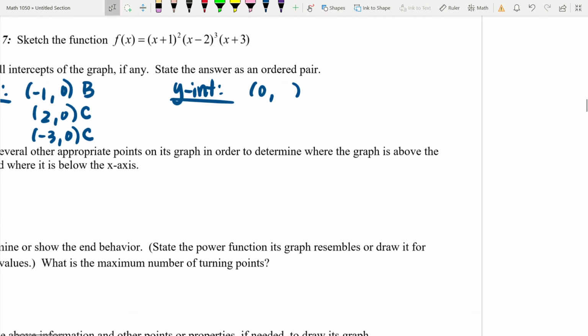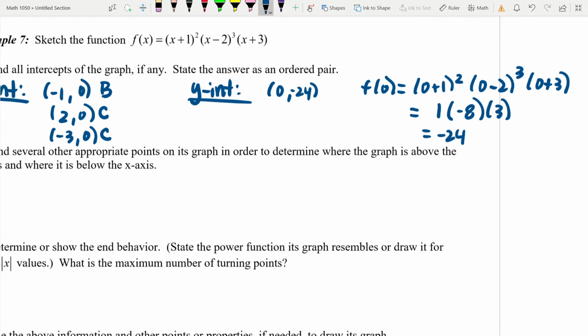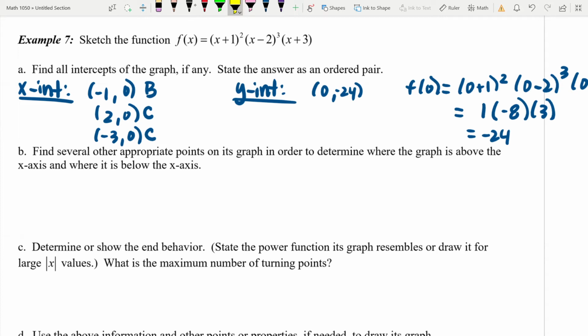Let's find the y-intercept. So everybody go, f of 0 is equal to 0 plus 1 squared, 0 minus 2 to the third, 0 plus 3. 0 plus 1 is a 1, 1 to the second is a 1. 0 minus 2 is a -2, -2 to the third is a -8. 0 plus 3 is a 3, you get a -24. You could also just put that in your calculator, whatever you want. Okay? So there you go.